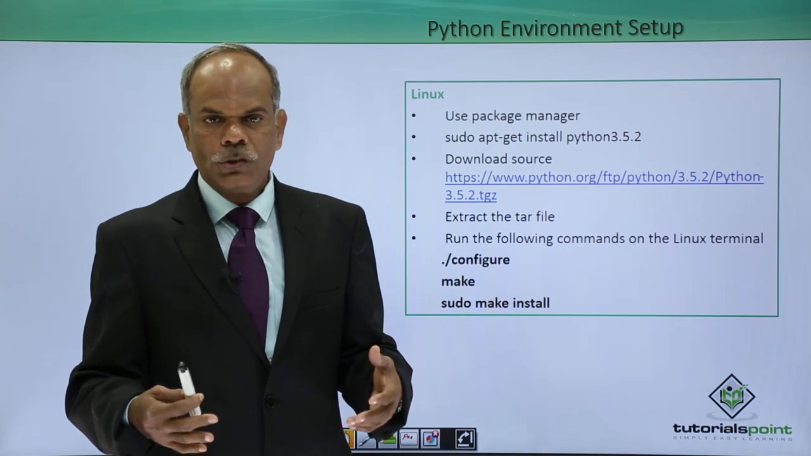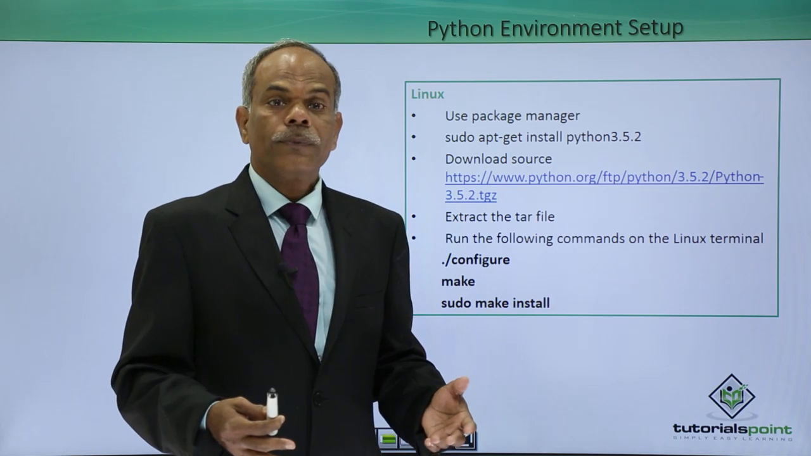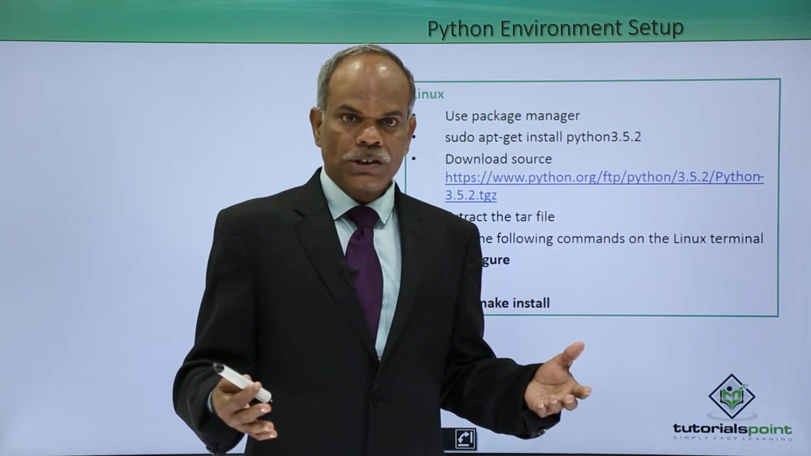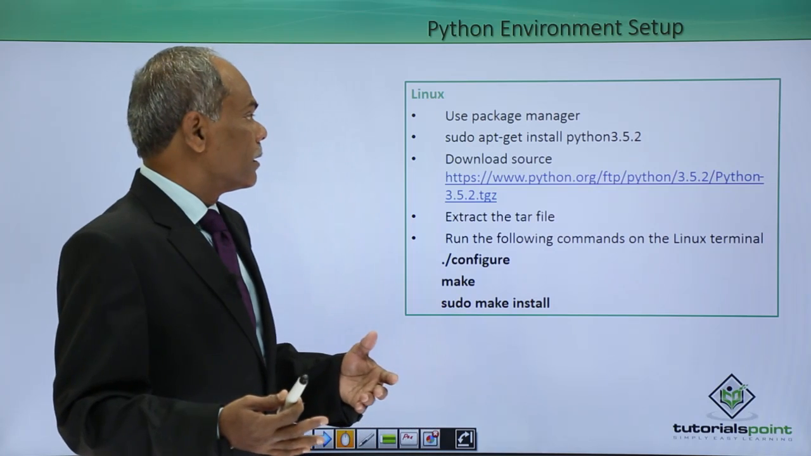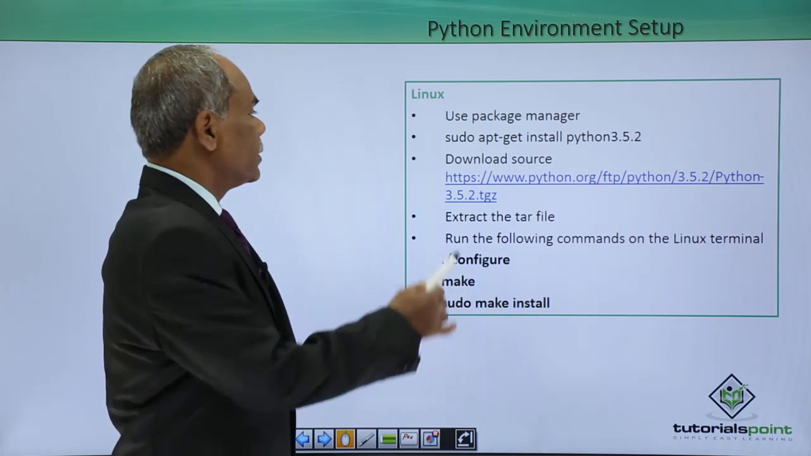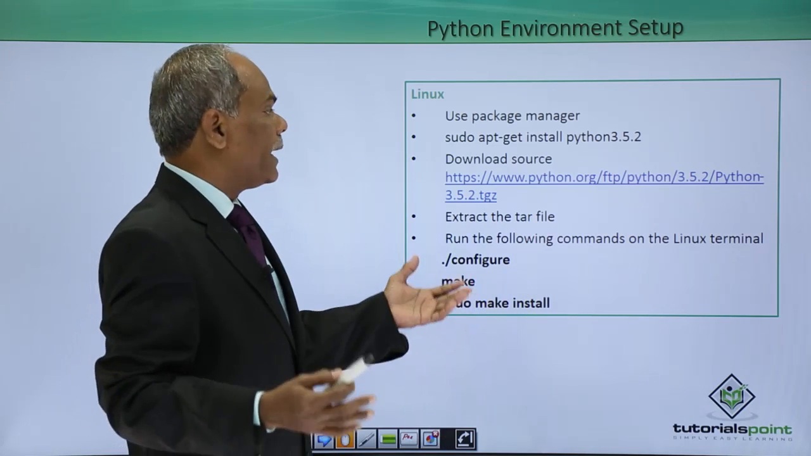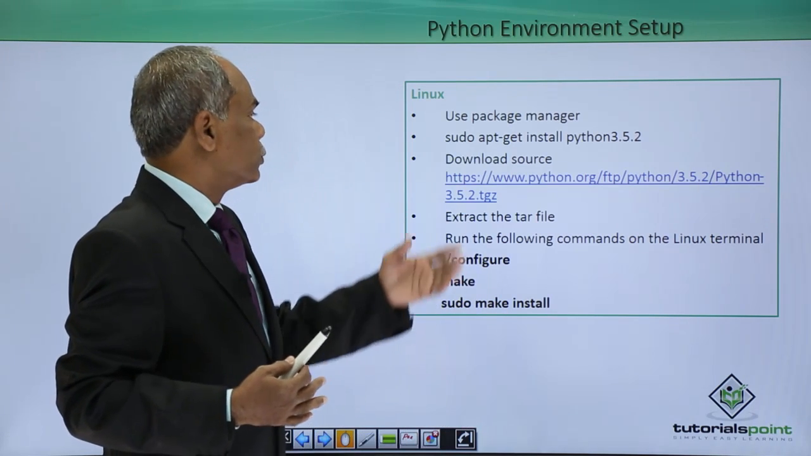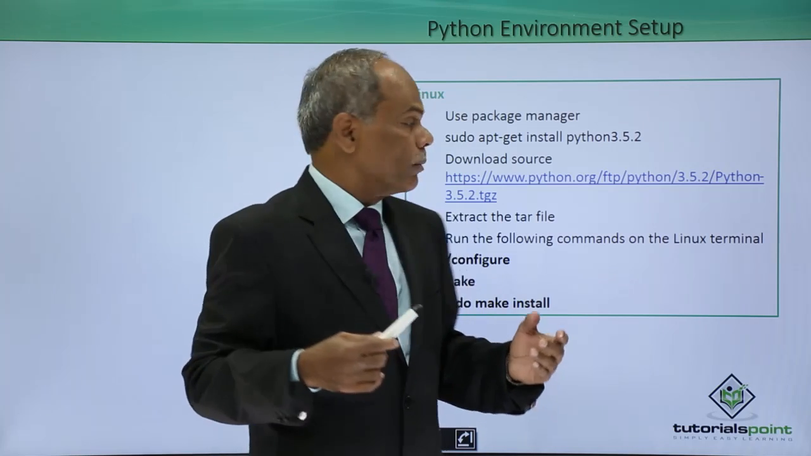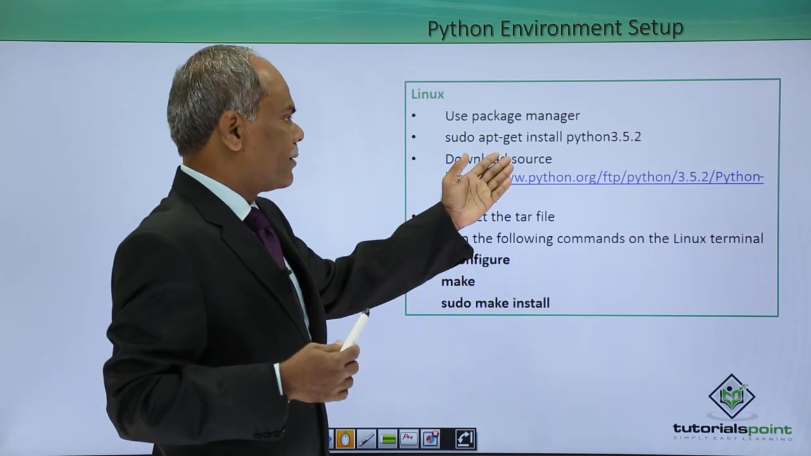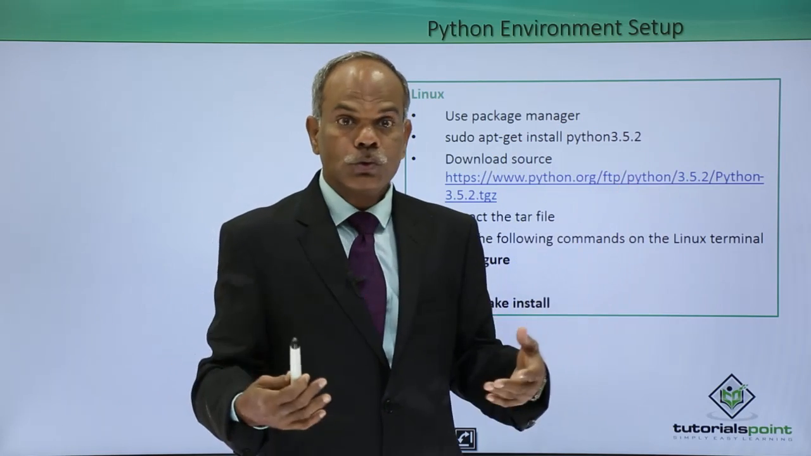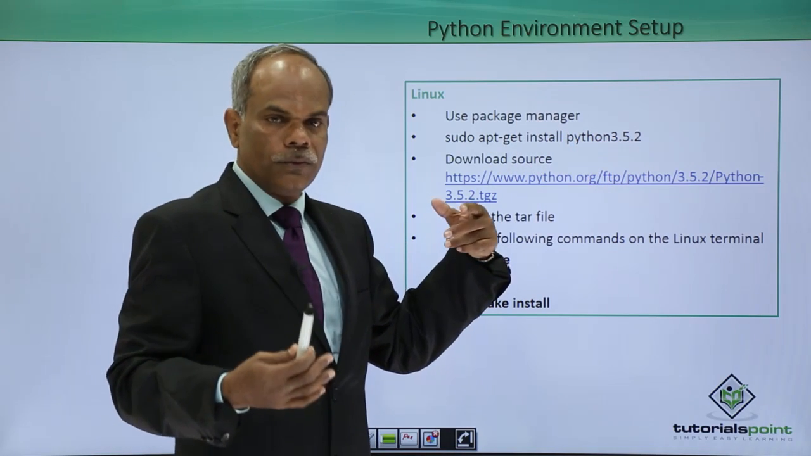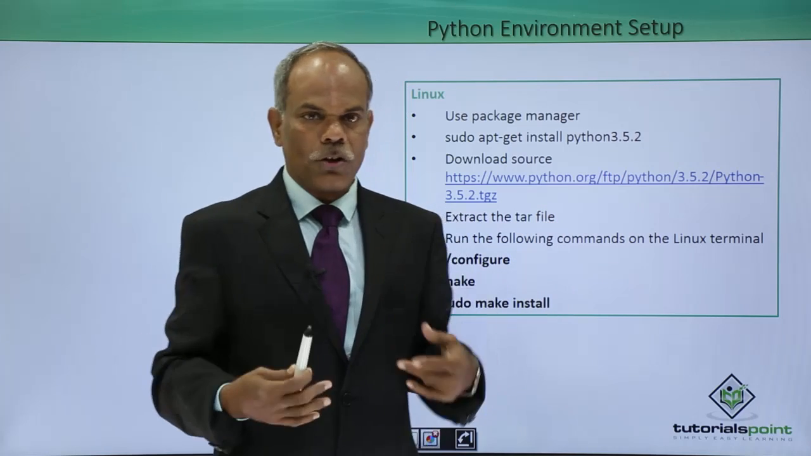Different flavors of Linux use different package managers. For example, Red Hat uses RPM, then Debian versions of Linux use DPKG. Here, this syntax is showing you how to use the apt-get command line tool, which is generally used on the Ubuntu Linux operating environment. So at the Linux prompt, issue the command sudo apt-get install python3.5.2 if you choose to use 3.5. If you give this command, 3.5.2 version of Python will be downloaded and installed.